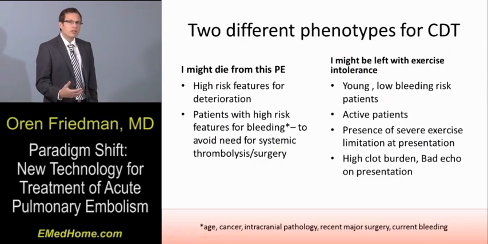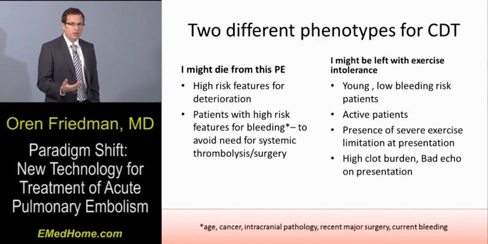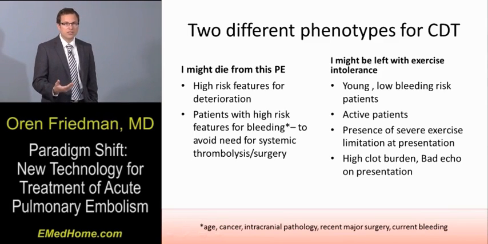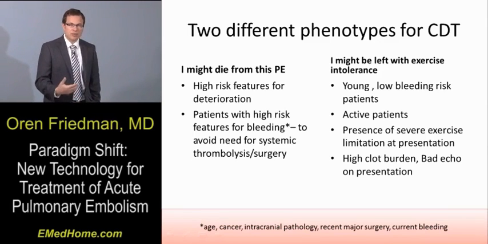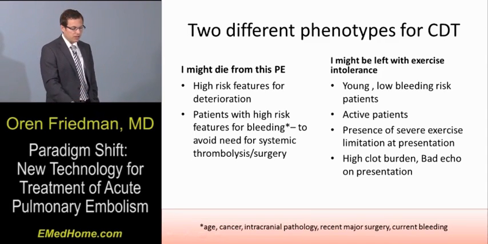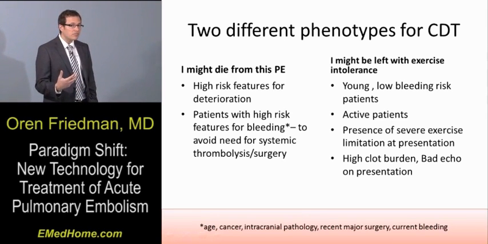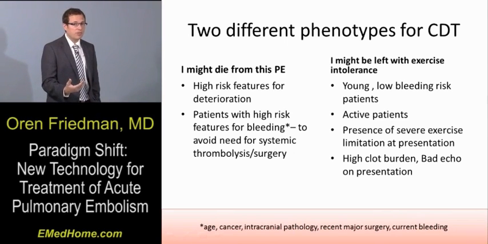When I think about who I'm going to decide to employ catheter-directed or endovascular therapy in, I think about two different patient populations. There's the patient population over here on the left-hand side, the "I may die from this pulmonary embolism" type of patient. So these are the patients with submassive PE that are on the high-risk side. Maybe they have an elevated lactate, maybe they had syncope, maybe they have a really, really bad-looking echo. And particularly the patients that have these high-risk features that are also at high bleeding risk.